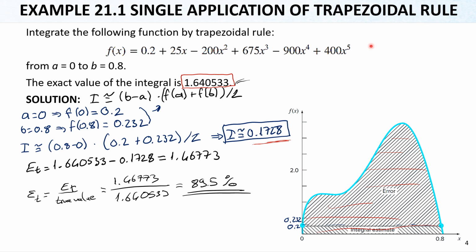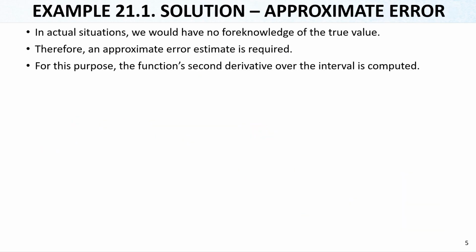The reason is basically it's a fifth order polynomial, and we are trying to predict its integral using a first order polynomial. That's a very large difference between the orders, so this error is large because of that. Let's check the approximate error in the following slide as well, using the truncation error formulation. For this example, we calculated a true error in the previous slide, but in real situations, we would have no foreknowledge of the true value. So we are not able to calculate a true error. Therefore, we need an approximate error.